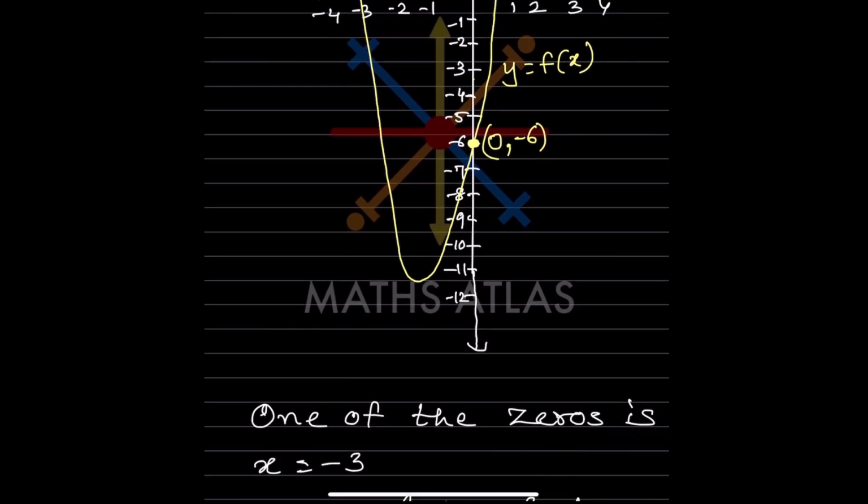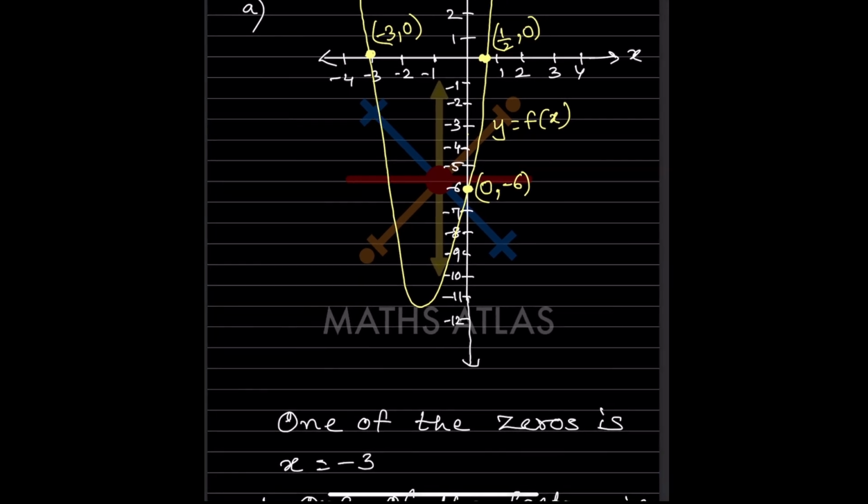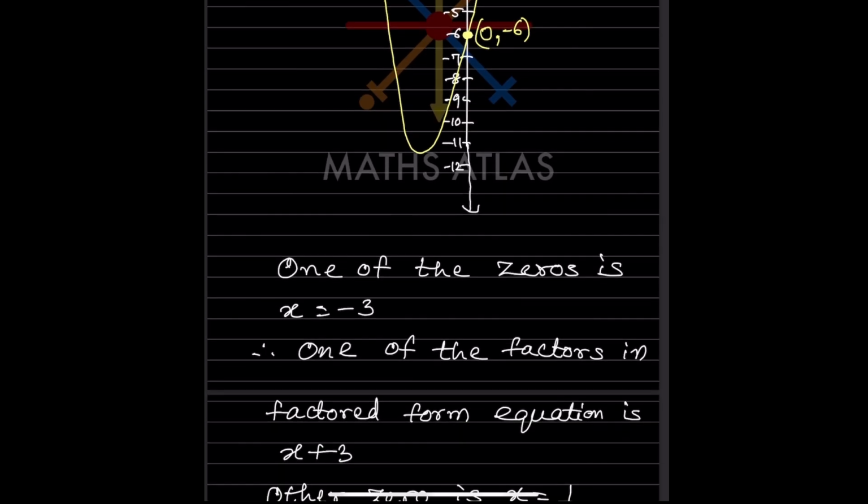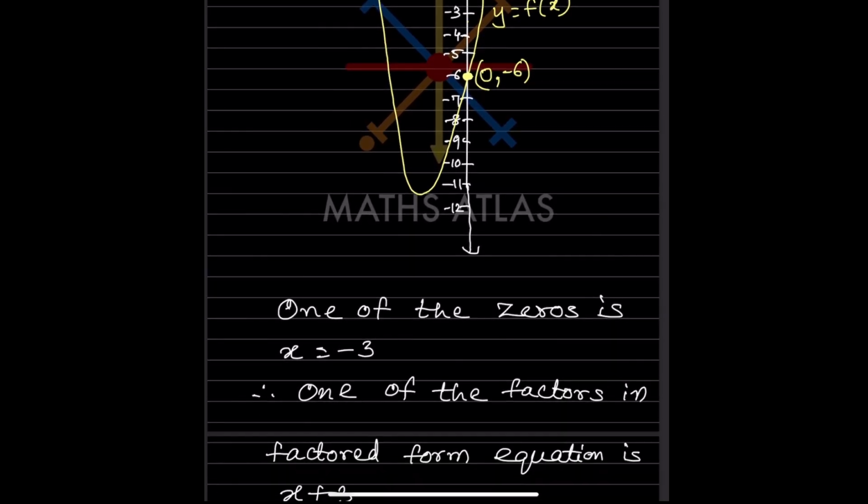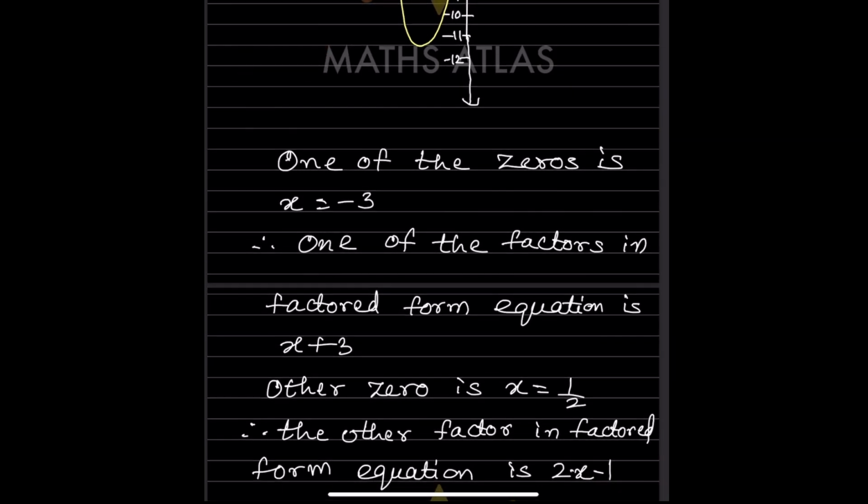So what we can see here, that one of the zeros is x is equal to minus 3. Can you see these are the 2 points which are on the x-axis? So one of the points is x is equal to minus 3. So one of the factors in factored form is, when x is equal to minus 3, you bring this x on this side, that is going to be x plus 3. So one of the factors in the factored form is x plus 3.